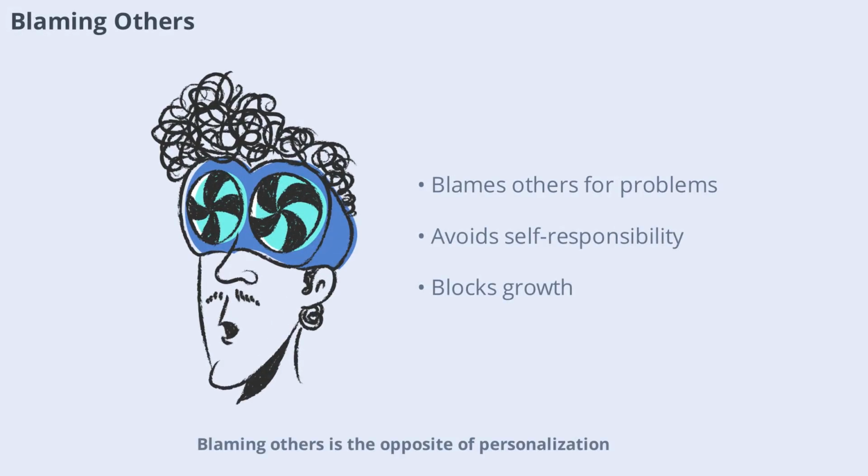Blaming others is the opposite of personalization. It's when you hold others responsible for your problems or feelings. For example, if you're unhappy at work, you might blame your boss for everything. This distortion can prevent you from taking responsibility for your own actions and growth. By focusing on what you can change, you empower yourself to improve your situation.